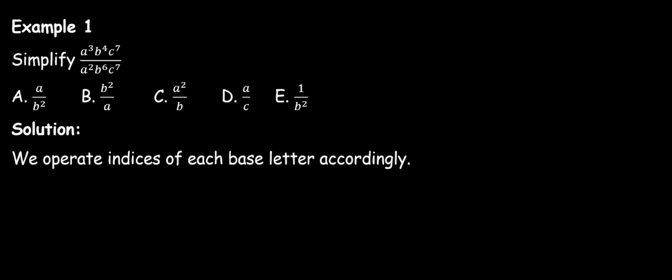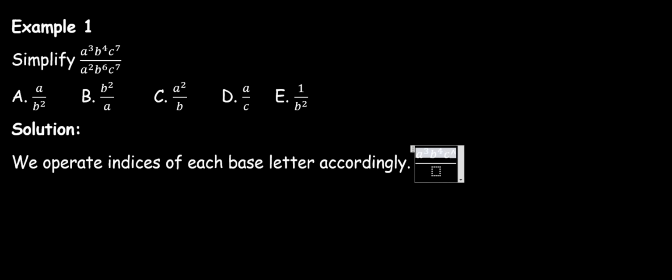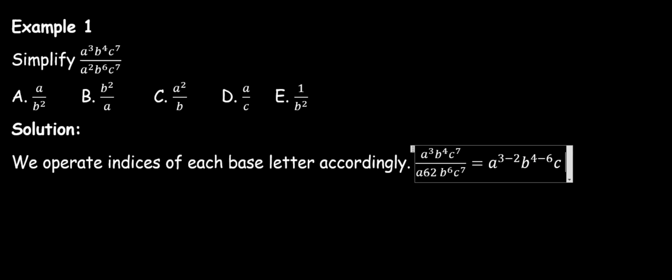Thus, a raised to power 3, b raised to power 4, c raised to power 7 all over a squared, b raised to power 6, c raised to power 7 will be equal to a raised to power 3 minus 2, knowing that a up is raised to power 3 and a down is raised to power 2. Then b will be raised to power 4 minus 6, knowing that in the numerator we have 4 and in the denominator we have 6. Hence, that difference there. c will be raised to power 7 minus 7. c has a power of 7 at the numerator and also a power of 7 at the denominator.